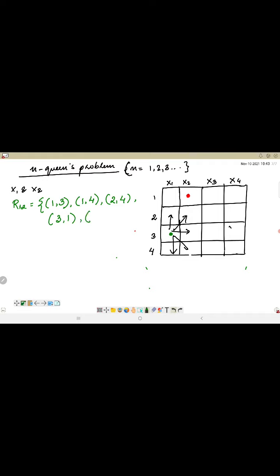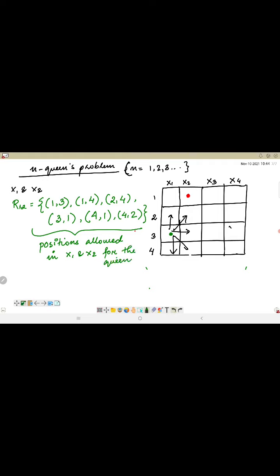And then likewise, if I'm placing x1 in the fourth block, I can place x2 in 1 as well as 2. So these are basically the positions allowed in x1 and x2 for the queen, right? For the queen.